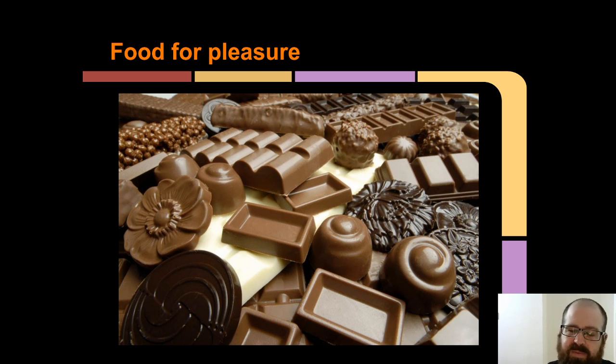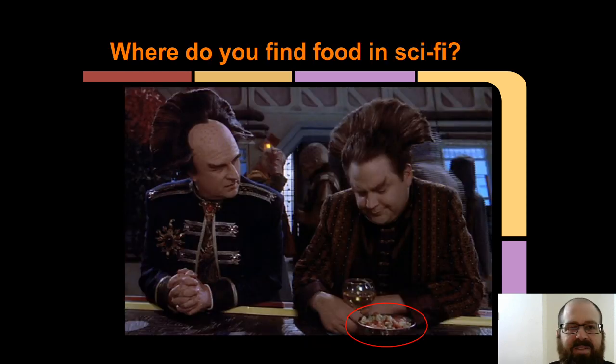So, given these ideas of why we eat, let's ask ourselves, where do we find food in sci-fi? The most common place, honestly, is next to the alcohol that's there to contextualize the scene, such as here, two characters in Babylon 5 are talking at a bar and having a bad time. They're sad, they're drinking. Drinks come with food. That's just how it's drawn. So it's kind of in the corner here. But what happens when food takes center stage?